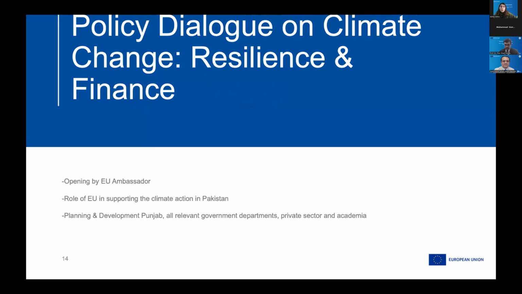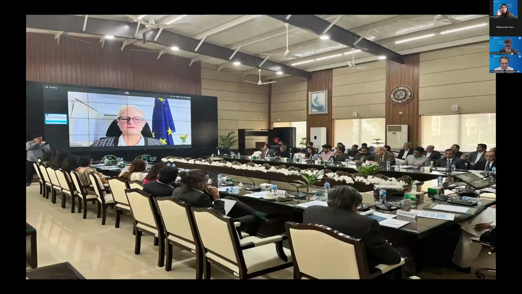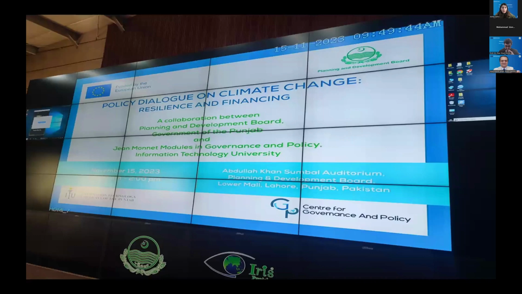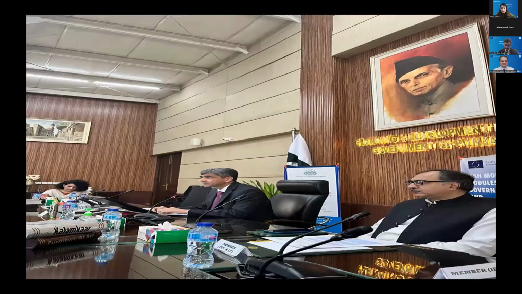We did one on climate change, resilience and finance with the PND Punjab. So we had the opening by the EU ambassador, who talked about how the EU is supporting climate action in Pakistan and what the state of the art is. This is one of the pictures from there. It was very useful. We had a policy report out of it as well. If anyone is interested, we can always share that report.